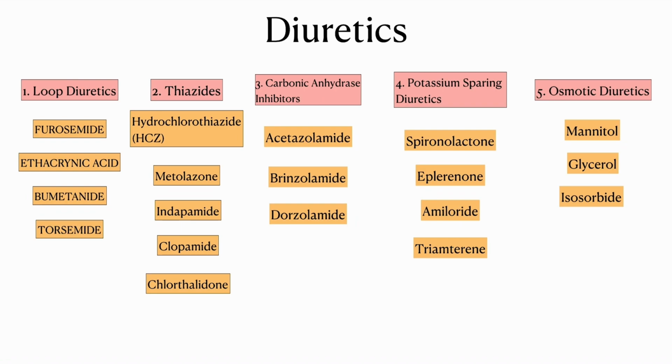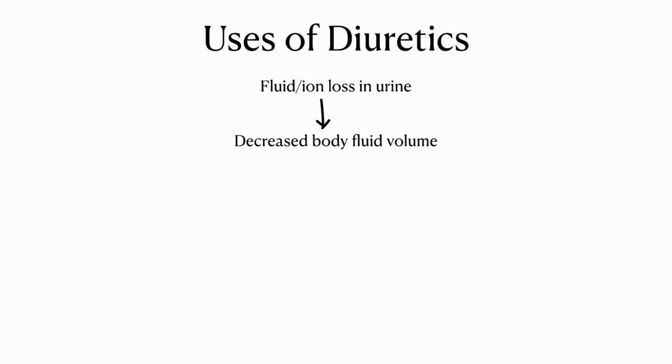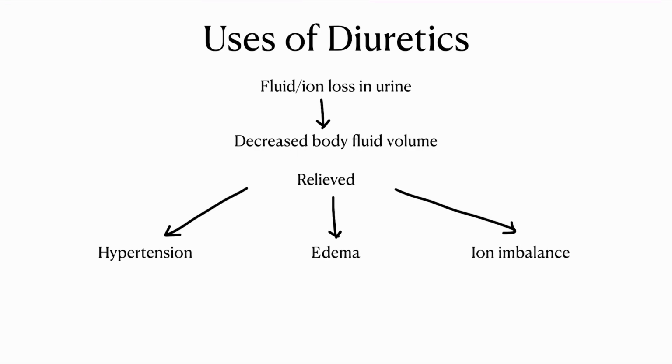Now, this is how we classify diuretics into various broad classes. In some other video, we'll be going into very much detail on each of these classes, right? Now, at last, a short note about the uses of diuretics. It's not very detailed. Each class of diuretics has its own uses, right? So the uses of diuretics are very evident from their action. They cause fluid or ion loss in urine, which leads to decreased body fluid volume, and which relieves conditions like hypertension, edema, and ion imbalance. We'll be going into detail on these uses of diuretics in some other video. For now, we conclude this video with a very good mnemonic for the classification of diuretics.